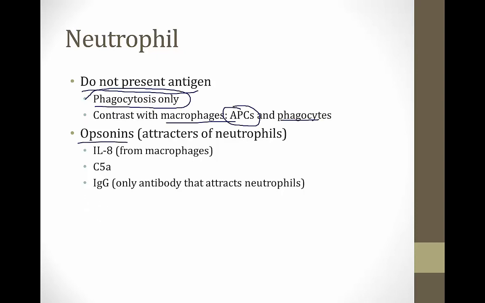And then opsonins are molecules or substances that attract other cells, and there are several opsonins for neutrophils. IL-8, which comes from macrophages, is a very important opsonin. C5a, which comes from the complement system. And then finally, IgG antibodies are very powerful opsonins of neutrophils. So you can think about this anytime you look at a patient who's got infected skin tissue or lung tissue or maybe pus and an abscess. Just remember that all these things are circulating in there to draw in those neutrophils to create that inflammatory tissue.